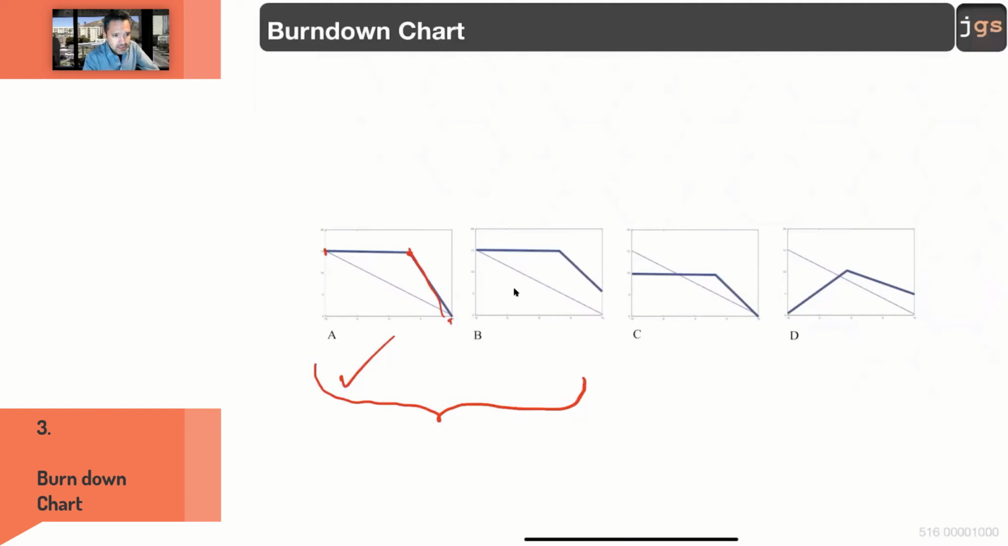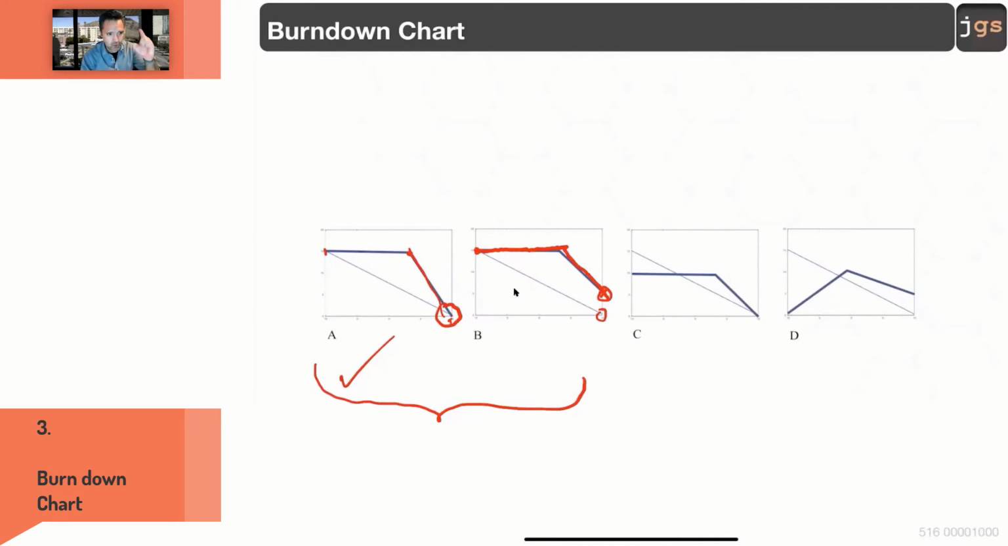Similar story with B. B is representing a burn down chart. Again, this is the work to be done. This team procrastinates, and at some point they start working, and oops, the line is not in zero. The line is not in zero. What does it mean that that point is not in zero? Because here, both go to zero in the y-axis. But here, this one is in zero, but this one is not. What do you understand with that picture?